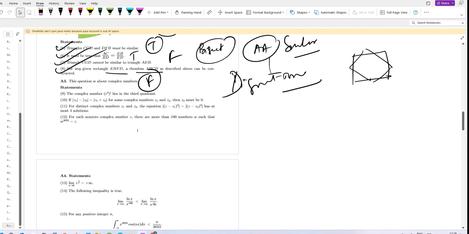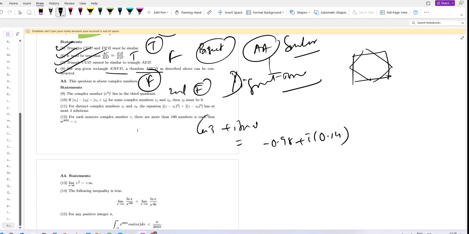Next we proceed to question number 3, which is about complex numbers. Does the complex number lie in the third quadrant? e to the power 3i equals cos 3 plus i sin 3, which is about minus 0.98 plus i times 0.14. Since cos 3 is negative and sin 3 is positive, the point lies in the second quadrant, not the third quadrant. So it's false.